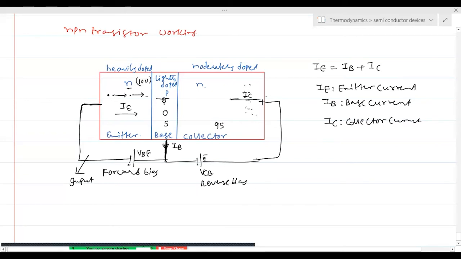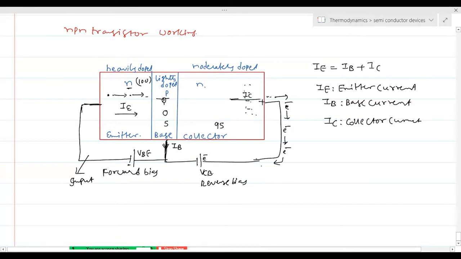As the electrons are swept by the positive plate, all these electrons travel in this direction, in the outer part of the circuit. When one electron reaches the positive plate, automatically to balance the charge, one electron is released from the forward bias. In this way, they form a cycle. In this way, we understand the functioning of the NPN transistor.